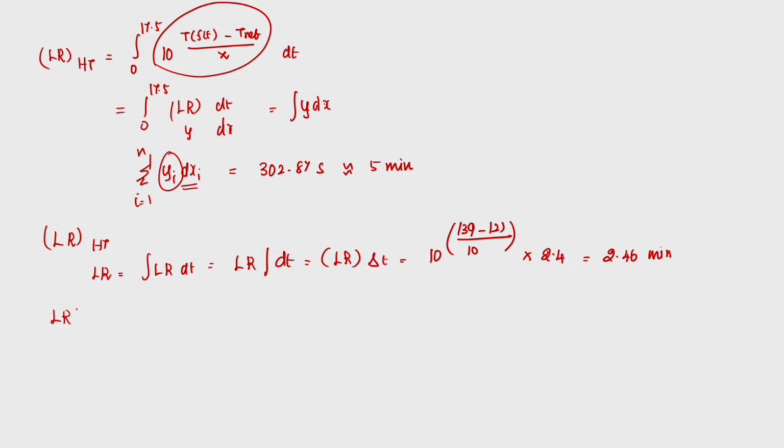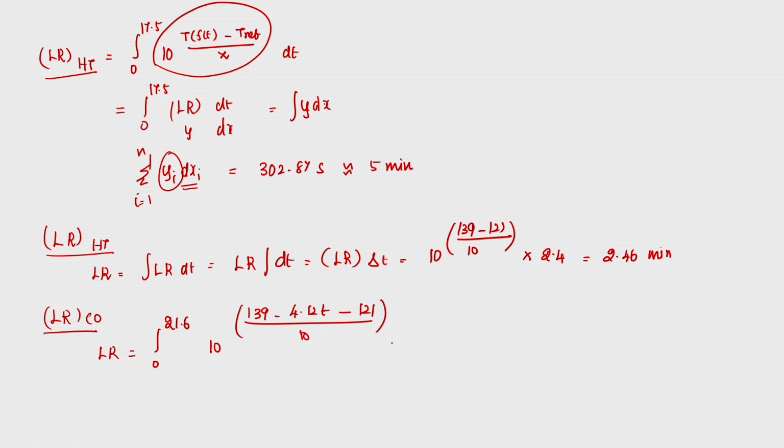So, the next one we are supposed to calculate is LR in the cooling section. The cooling section also is a bit easy compared to the heating section, but here also we have a time temperature relation. So, how are we going to do it? LR is nothing but the integral from 0 to 21.6 second, which is the minimum and maximum time limit, of 10 to the power of, they have given the time temperature relation, 139 minus 4.12 T minus the reference temperature 121, where T is time, upon Z value 10, into dt.